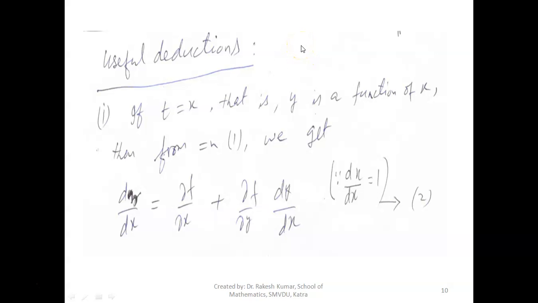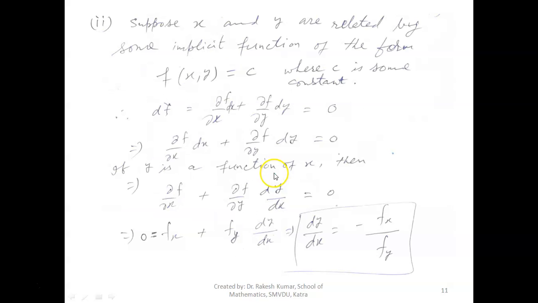Now some useful reductions can be made. If we put in the previous formula t equal to x, in that case y becomes a function of x. Okay, then from 1 we can have dz/dx equal to del f/del x plus del f/del y into dy upon dx, because dx upon dx is equal to 1. So here 1, therefore this is the formula in that case.